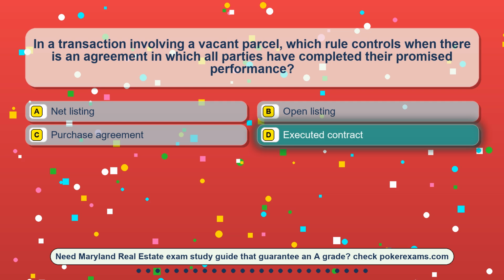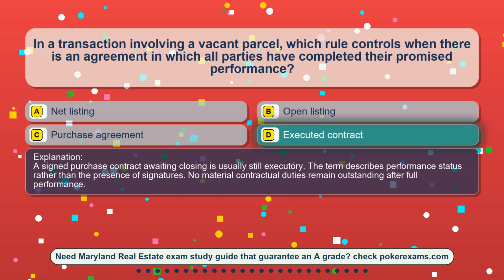The correct answer is option D, executed contract. A signed purchase contract awaiting closing is usually still executory. The term describes performance status rather than the presence of signatures. No material contractual duties remain outstanding after full performance.